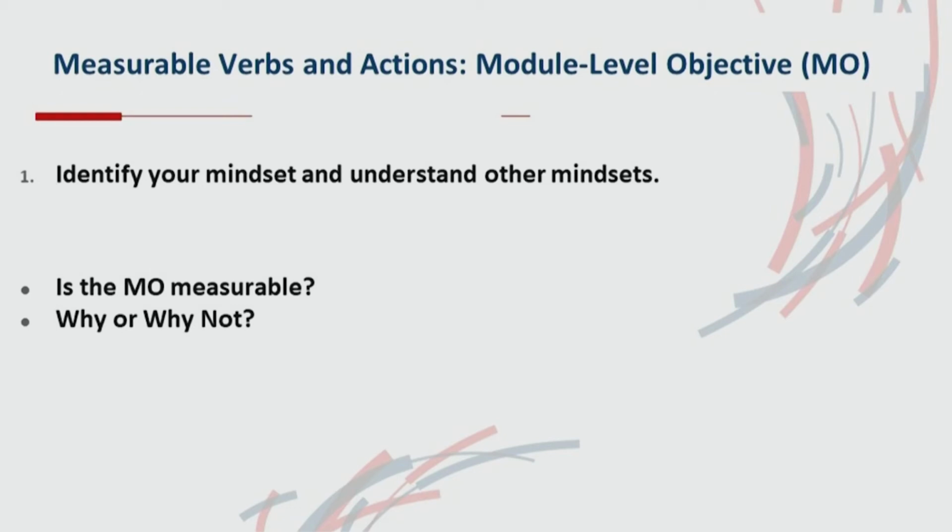This one was also not measurable. This was one of the module level objectives that aligned to that first course level objective I got. And the whole team question was, well, how do you want us to identify our mindset? And how do we look into somebody else's mind to understand them? So it's very unclear as a module level objective.